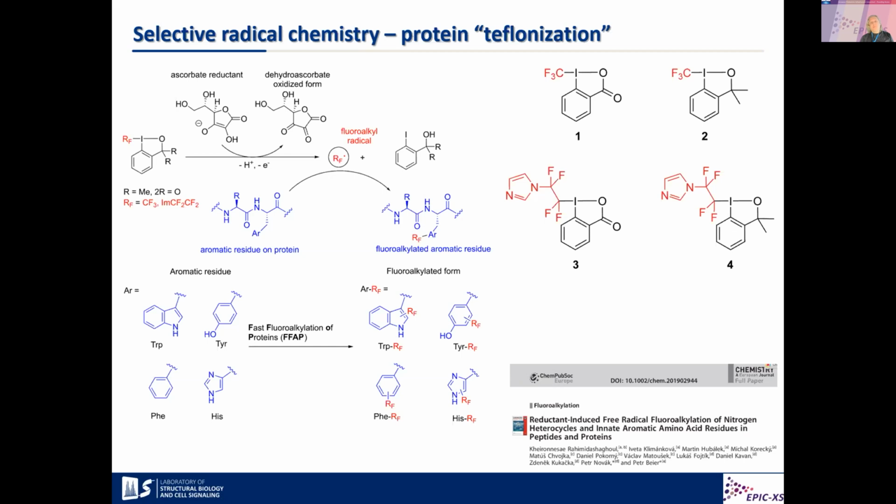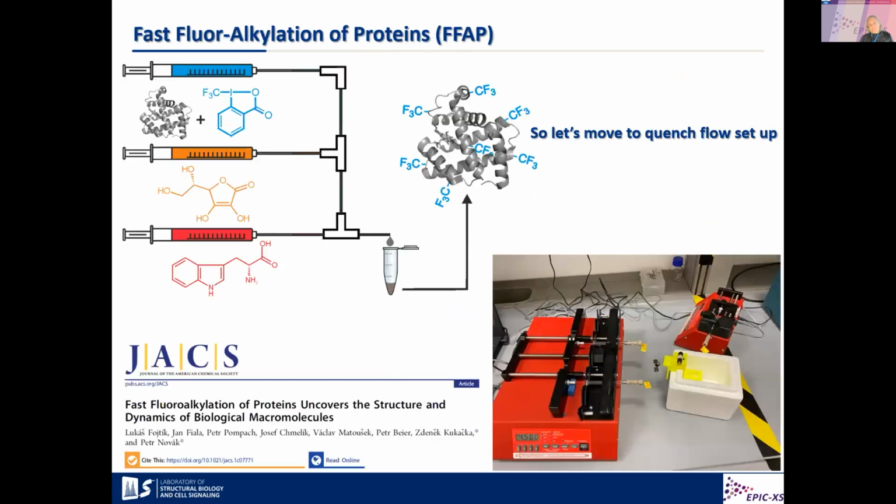Of course, it's also possible to modify the cysteine residue, but only when it's in its reduced state. For this experiment, we were playing with different probes, releasing trifluoromethyl radicals or releasing tetrafluoroethyl imidazole radicals. That's a little bit bigger. And we started tuning the conditions to do it also in the quench-flow setup and control the time of the reactions.